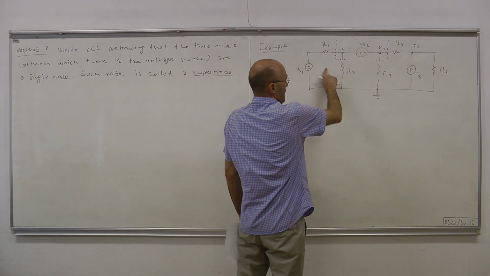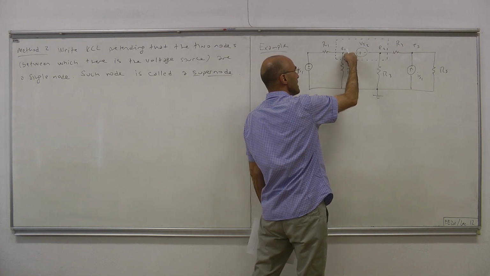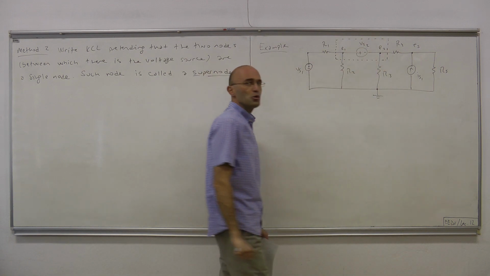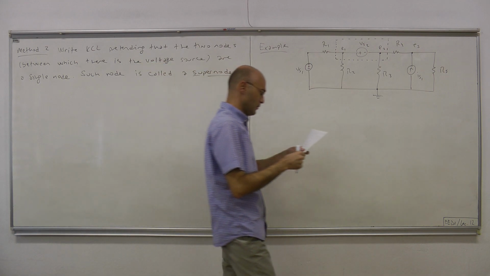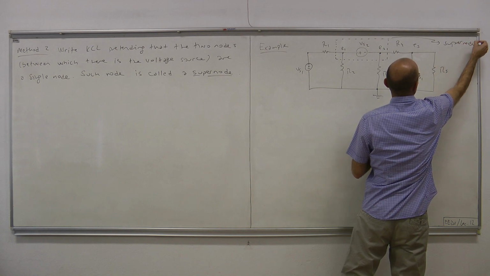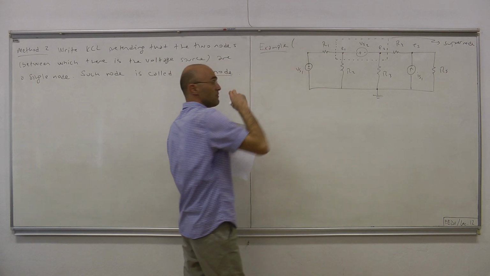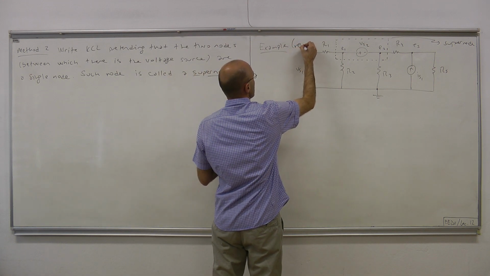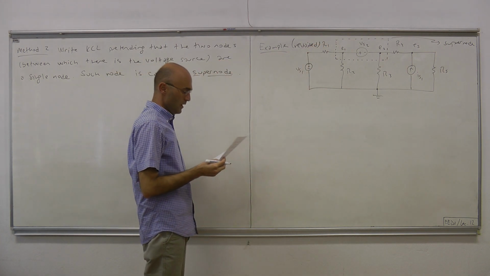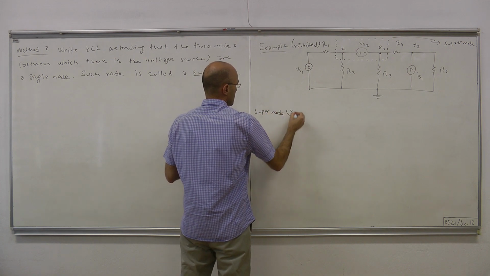And now, instead of trying to write KCL individually at this node and that node, just write a single equation in this new closed surface, which we call a supernode. So let's go ahead and do that. This is the previous example, and we're now revisiting it under our new method. So the supernode, let's call it node S.